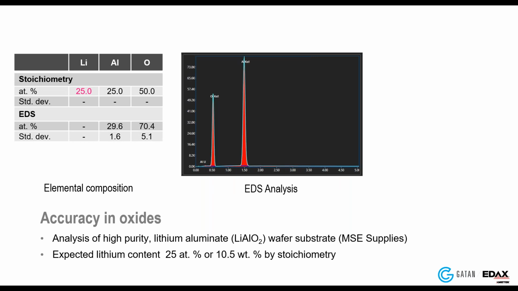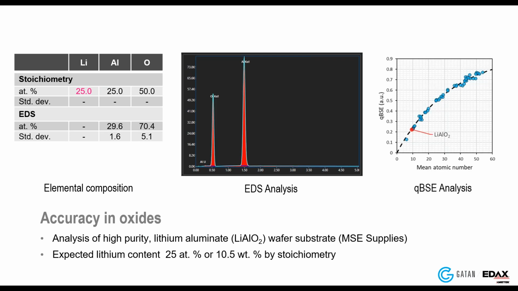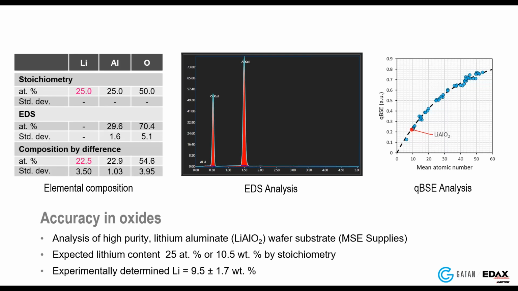As expected, EDS analysis reveals only peaks associated with aluminum and oxygen, and the ratio of aluminum to oxygen is close to the 1:2 that we would expect. Quantitative backscattered electron analysis by the on-point detector shows that the lithium aluminate falls nicely on the trend line, and we can then calculate the lithium content using these two pieces of information. When we do that, we get an atomic percentage of 22.5%, or a weight percentage of about 9.5%. So we're within about 1 weight percent again of the lithium content compared to that stoichiometric value. So again, a really encouraging accuracy now demonstrated in oxide materials.